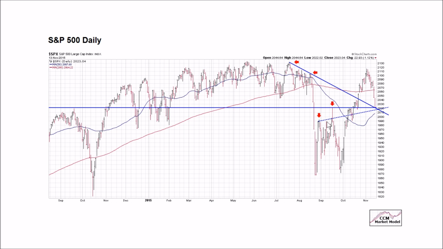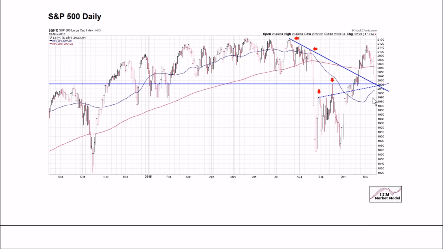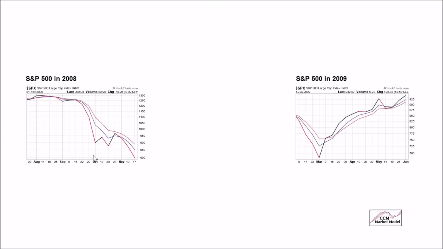The dotted line is based on closing prices. What once was resistance may now act as support. Another reason for hope is the intersection of these three lines. We'll keep an open mind heading into Monday's session. It's a weekly chart used by the CCM market model.